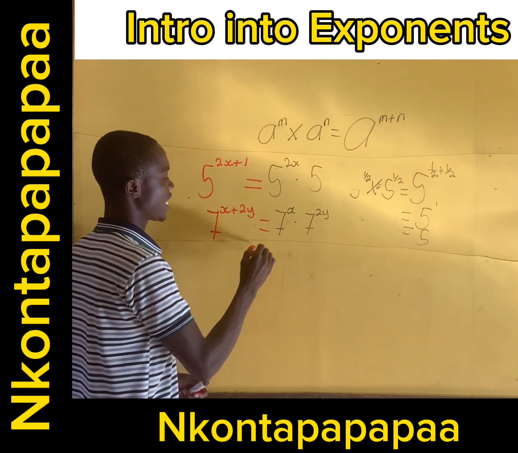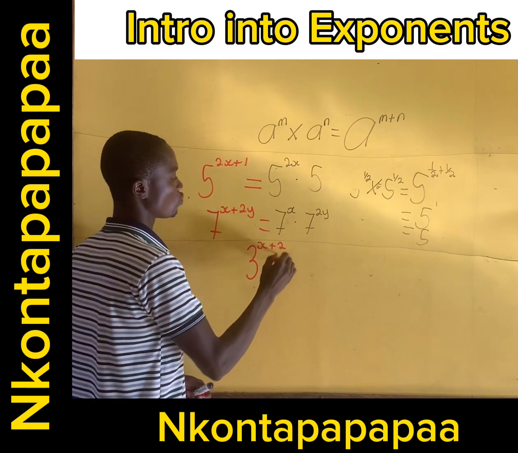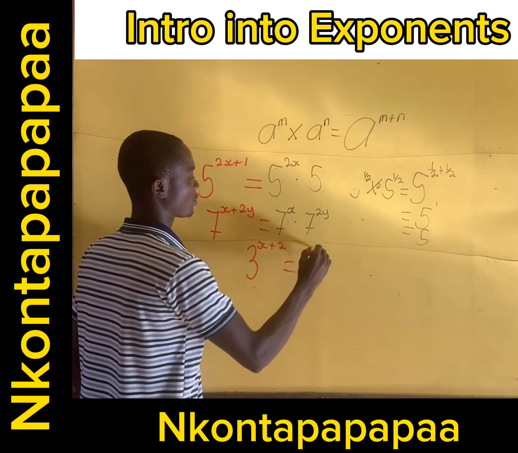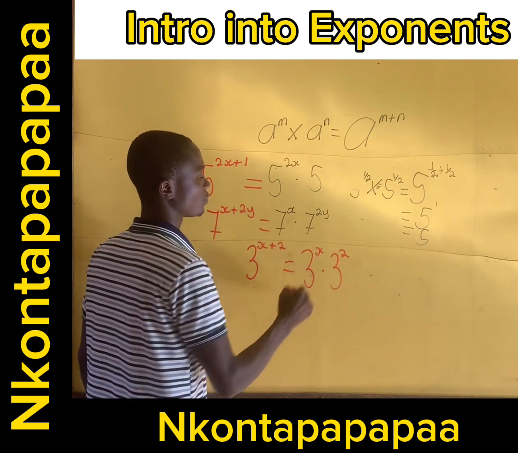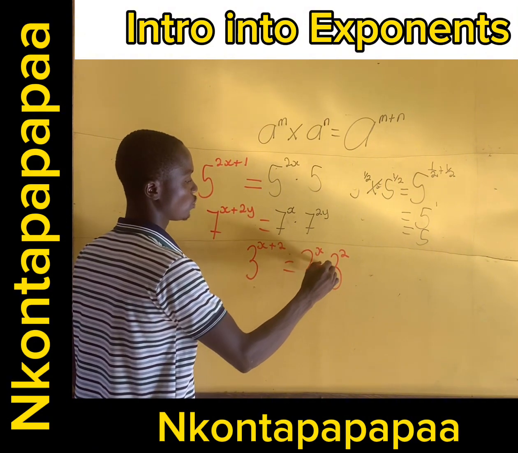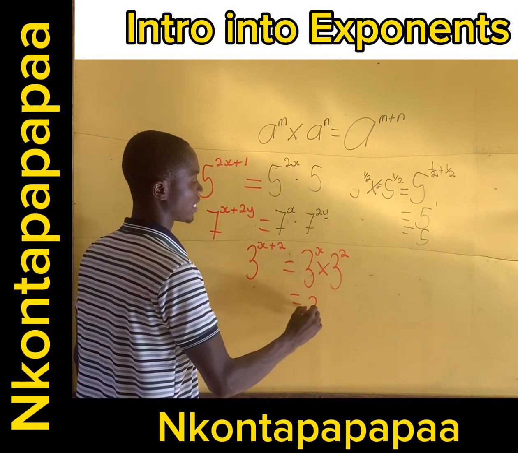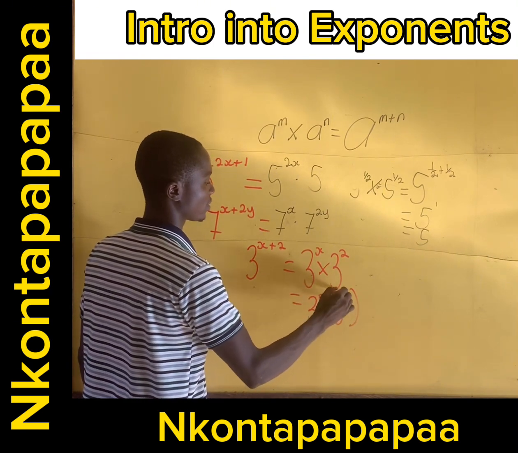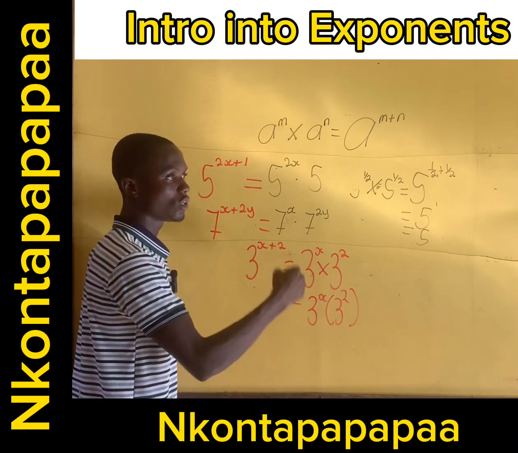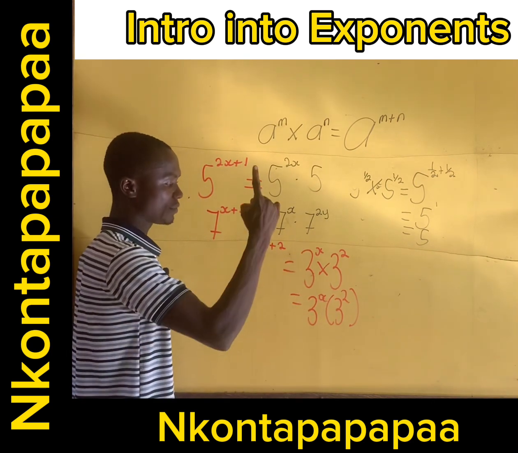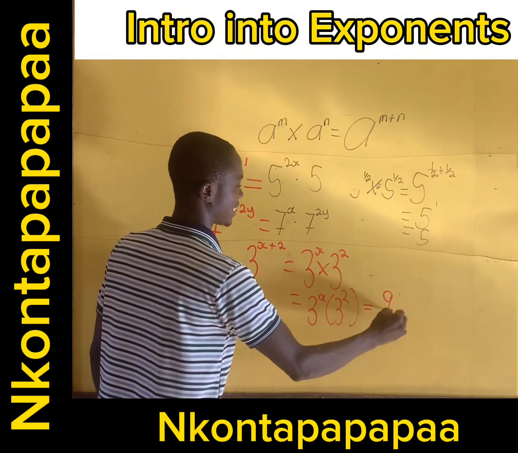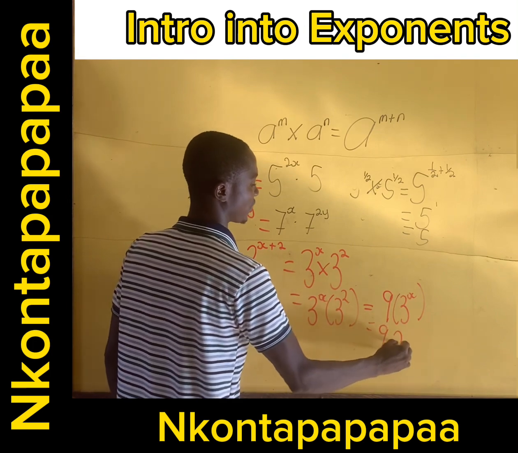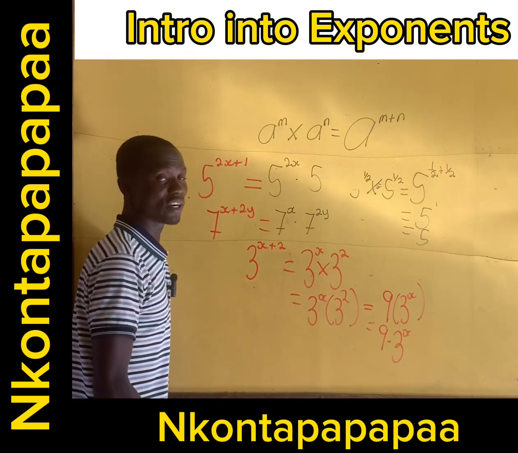If I have 3 exponent x plus 2, wow, I think your answer is 3 exponent x times 3 exponent 2. In fact, this dot can be changed to multiplication sign like this, or we can write 3 exponent x and put 3 exponent 2 in brackets. But what is 3 exponent 2? 3 multiplying itself 2 times, that gives 9. So this one can be written as 9 times 3 exponent x, or we can write it as 9 times 3 exponent x in a very simple way.